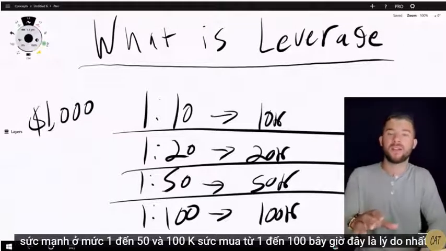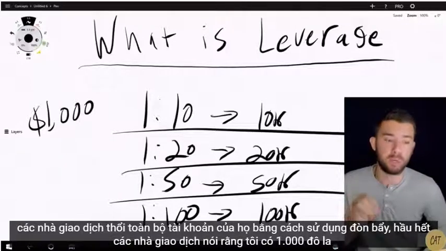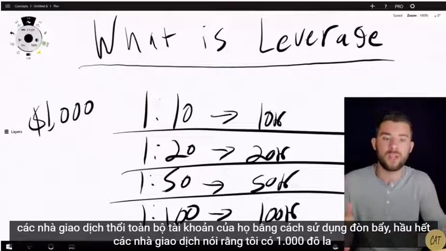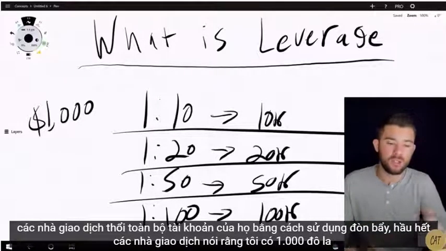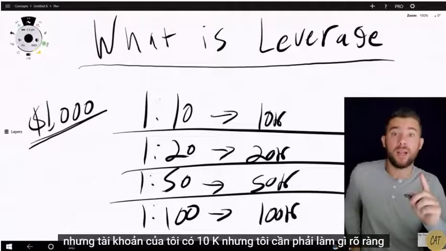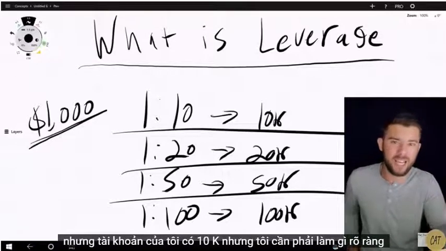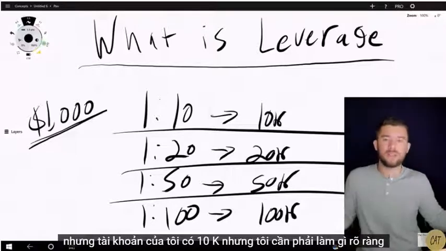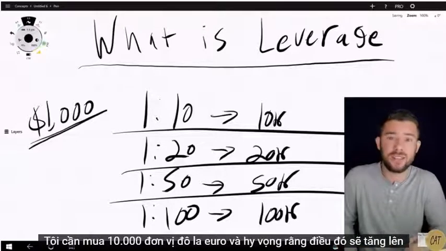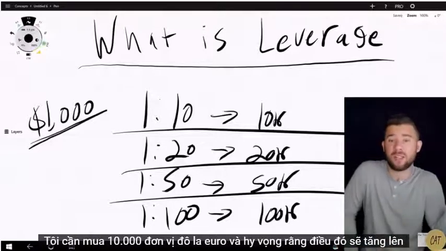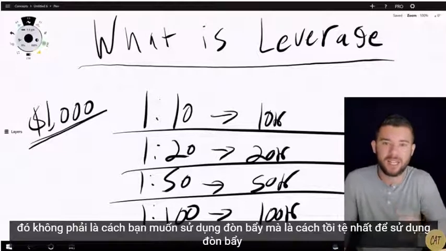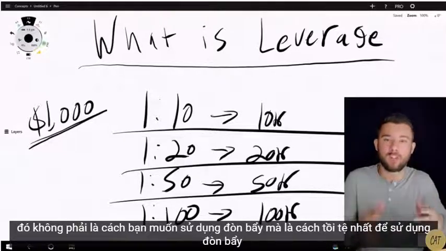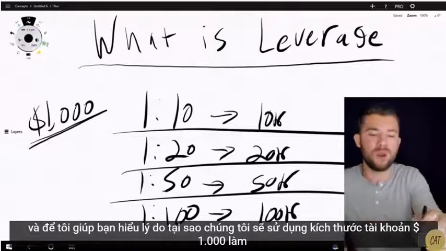Now here is the reason most traders blow their entire accounts using leverage. Most traders say I have a $1,000 account, but I have 10K in buying power. So what do I need to do? Obviously, I need to buy 10,000 units of the euro and hope that it goes up. That's not how you want to use leverage. That is the worst way to use leverage, and let me help you understand why.